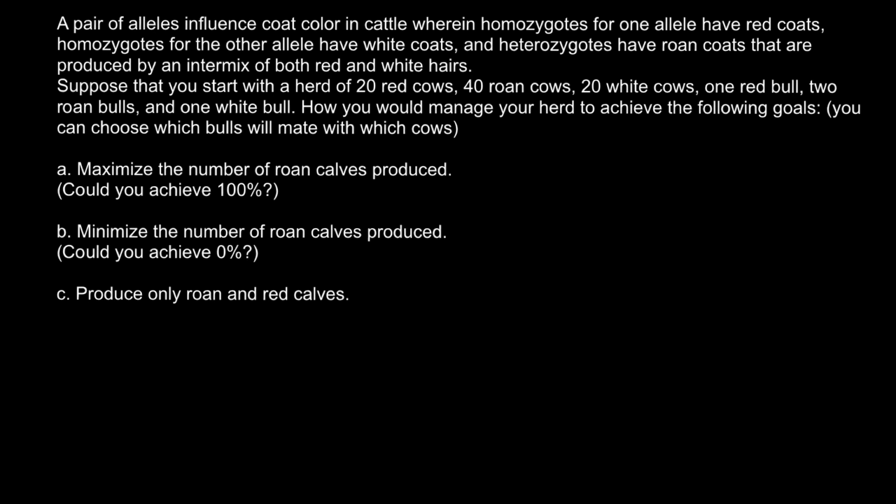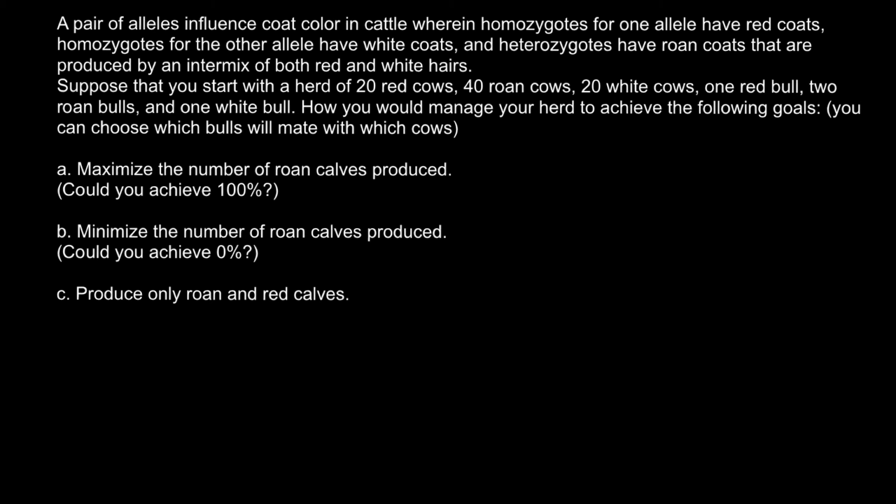A pair of alleles influence coat color in cattle, wherein homozygotes for one allele have red coats, homozygotes for the other allele have white coats, and heterozygotes have roan coats that are produced by an intermix of both red and white hairs. Suppose that you start with a herd of 20 red cows, 40 roan cows, 20 white cows, 1 red bull, 2 roan bulls, and 1 white bull. How would you manage your herd to achieve the following goals?